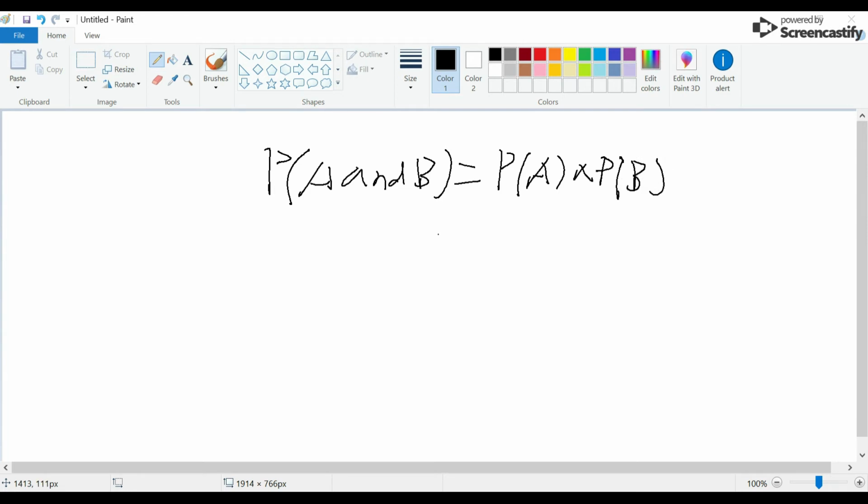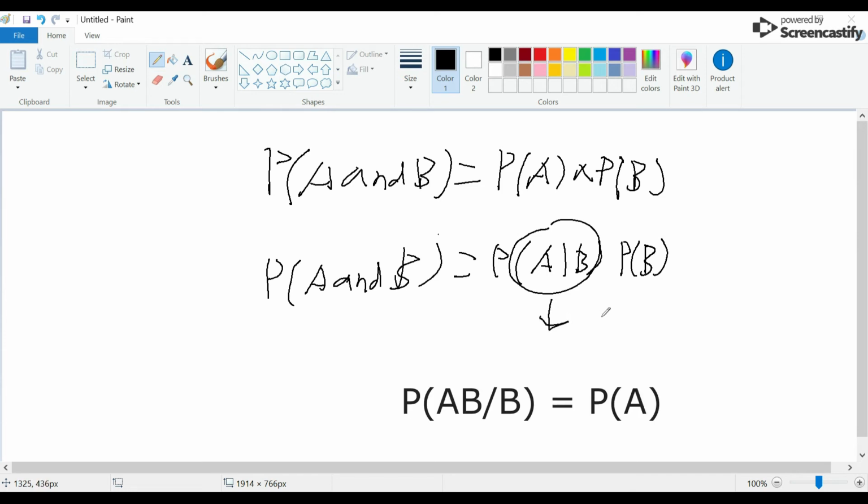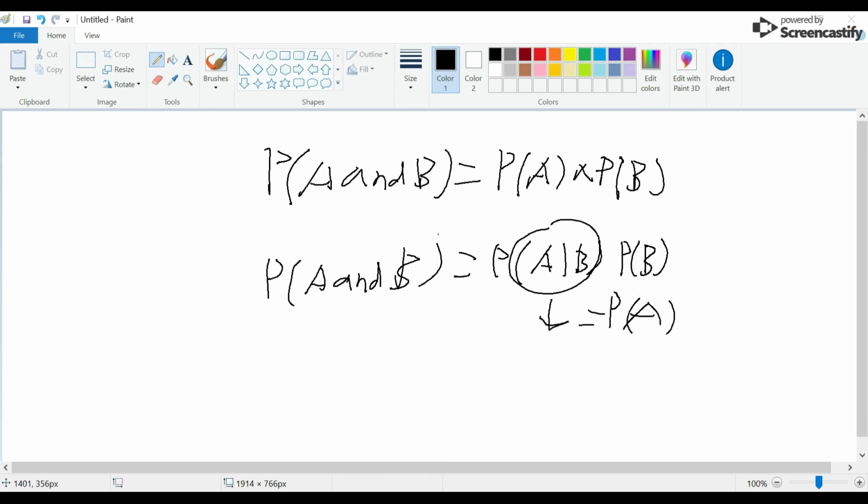For dependent events, the formula you use is the probability of A and B is equal to P(A|B) times the probability of B. This part right here means that A and B are combined, divided by the total of B. If you want to know if an event is independent, do this: P(A|B) equals the probability of A. If both sides are the same, it is independent.